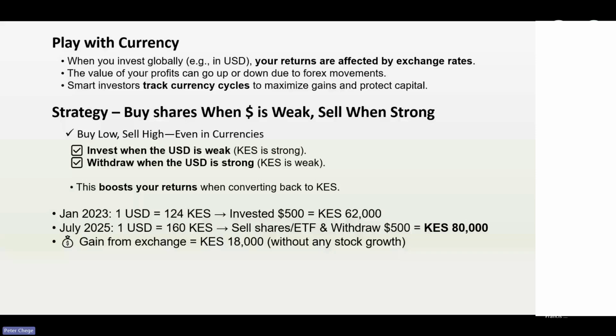And notice the example here is without any stock growth. Remember, there could be dividends. When they come in, they're in your trading account with the custodian. You have not withdrawn. So when you are withdrawing even those dividends, remember you are withdrawing at the current rate of 160. So I hope that is clear how you play with exchange rates.